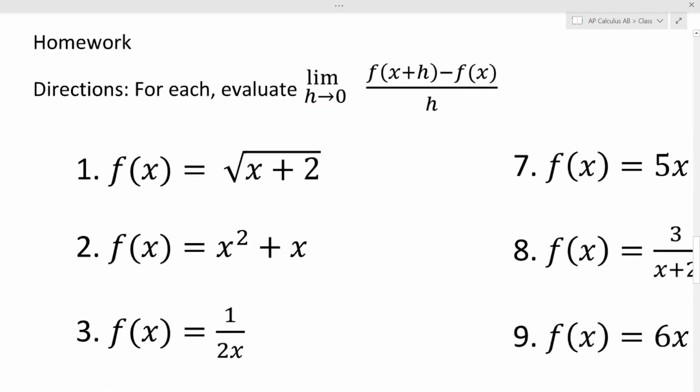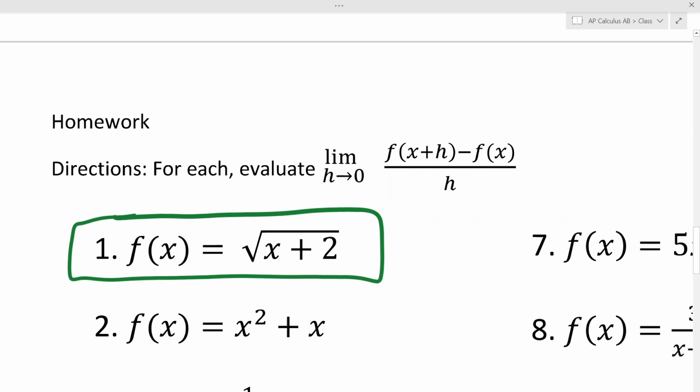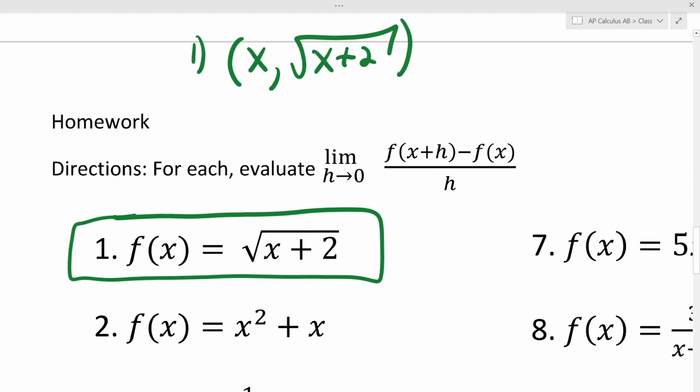I'm asking you to find the slope of that function at any x value. Slope for us always comes from the basic idea of two different points, change in y over change in x. The first point for number 1 is x, root x plus 2. I don't want to choose a number.